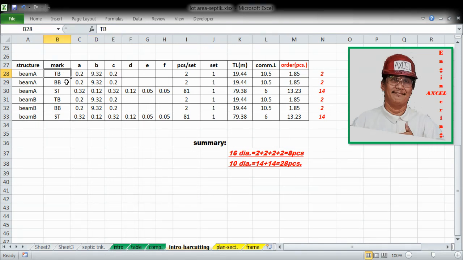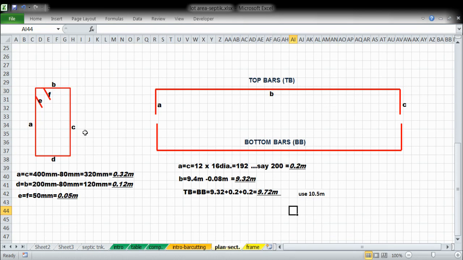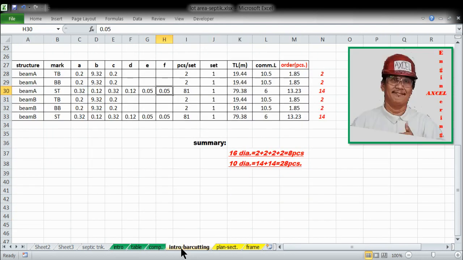Again, okay? Since top bar is the same as bottom bar, just copy, okay? The same. So stirrup, we will go to the ST or the stirrup. The dimensions are 0.32, 0.12, 0.22, 0.12, 0.05. Where do we get this? Ito. Okay. All these values we will put in the table. Okay.